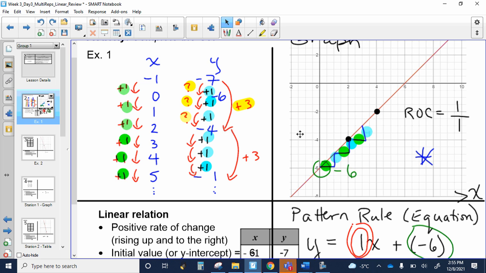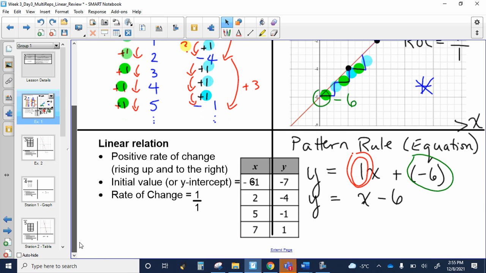So at the end of the day, what we can do is come back here and we can gladly and boldly say that that is our y-intercept. So we have correctly found the equation.